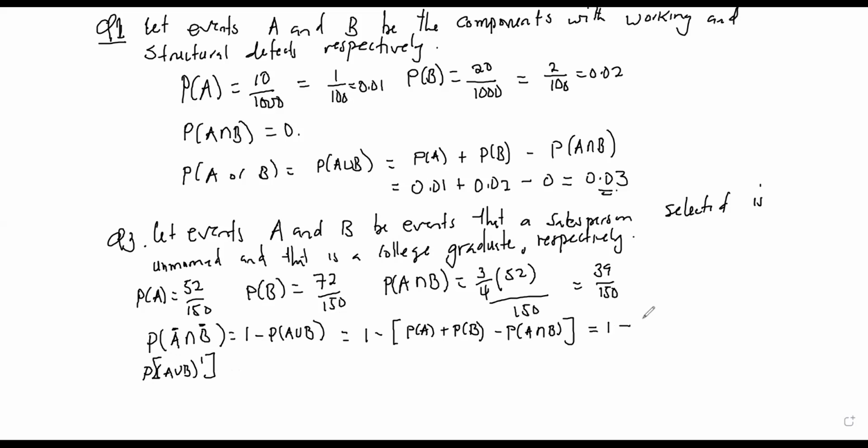which is 1 minus 52 over 150 plus 72 over 150 minus 39 over 150. So we should work out everything and arrive at 13 over 30.